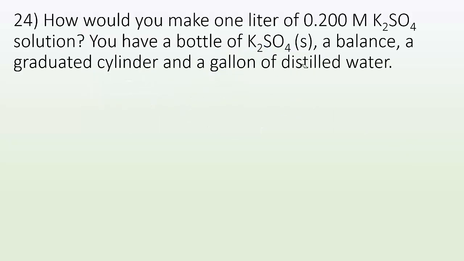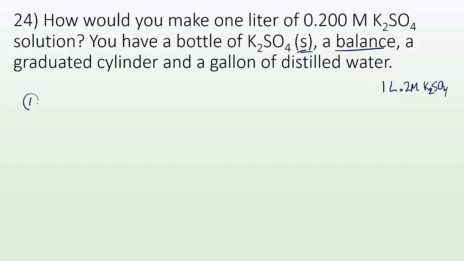24. How would you make 1 liter of 0.2 molar K2SO4 solution? You have a bottle of K2SO4, which is solid, and a balance, and a graduated cylinder, and a gallon of distilled water. Well, first thing you need to figure out, if you want to end up with 1 liter of 0.2 molar K2SO4, is that I'm measuring out a solid. For the balance, I'm going to have to get grams, so then I can figure out moles.